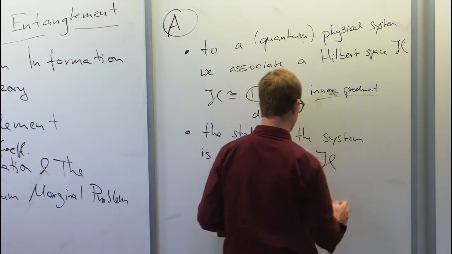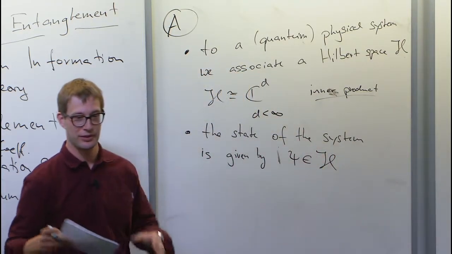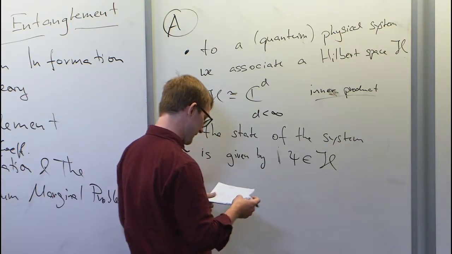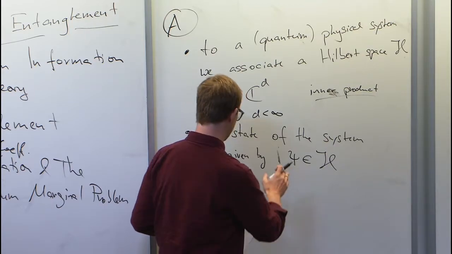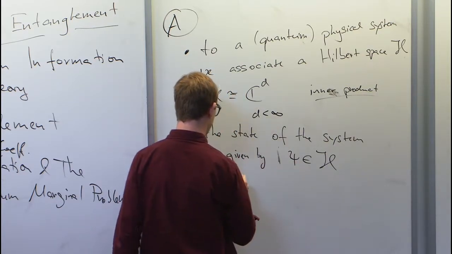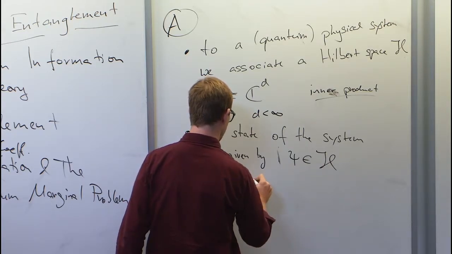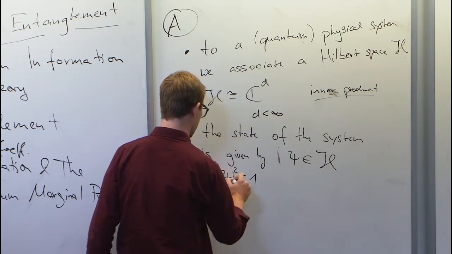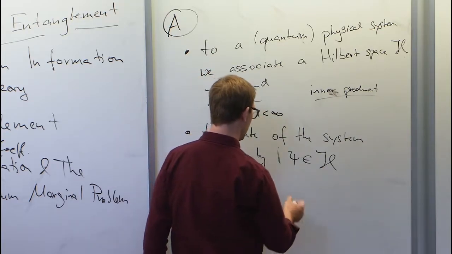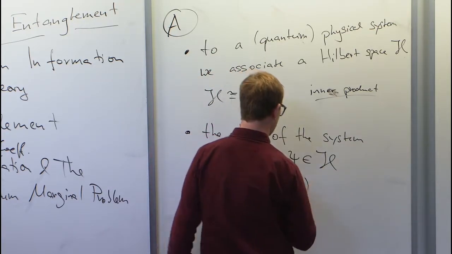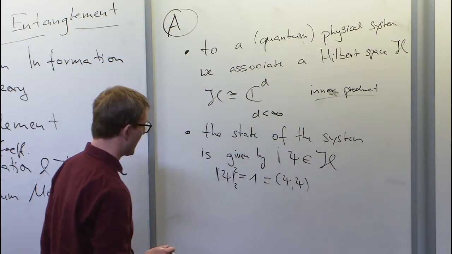And for historic reasons, I call this vector psi. So psi is sort of the wave function. And this psi is normalized. So the norm of this psi squared is 1, or if you want, my inner product is equal to 1.